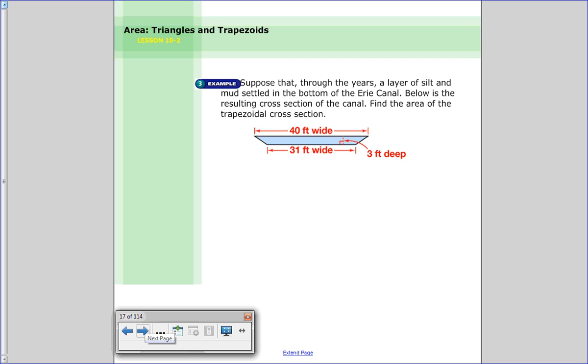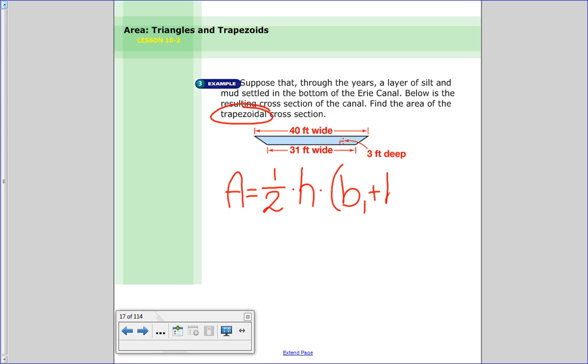So here's the one they give us. Suppose that through the years a layer of silt and mud settled in the bottom of the Erie Canal. Below is the resulting cross-section of that canal. Find the area of the trapezoidal cross-section. So we know it's a trapezoid. They tell us that. So we're going to use that area: 1/2 times the height times the two bases. So those two parallel sides, that's what you put in there.